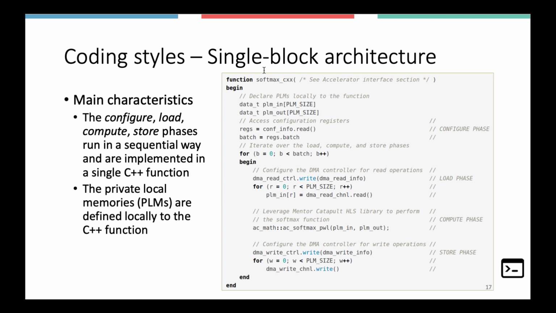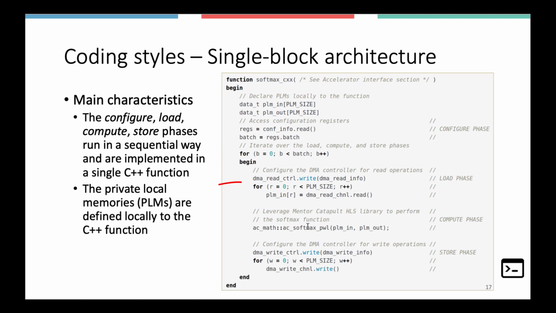On the top, we have the interface that we have previously defined, here, the signature of the function. And later on in the function, we define the local memories, the PLMs, as arrays. Then we have the configuration phase, where we read from the conf info port the memory mapped registers. In this specific case, we read the batch size of a softmax. That is the number of times we later on iterate over load, compute, and store.